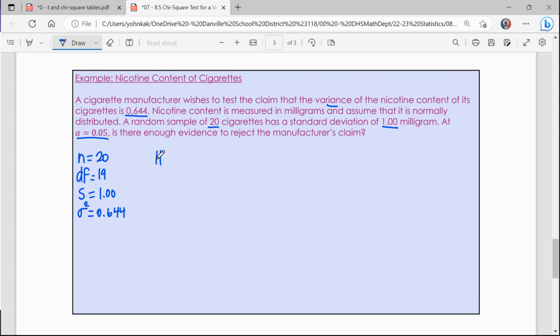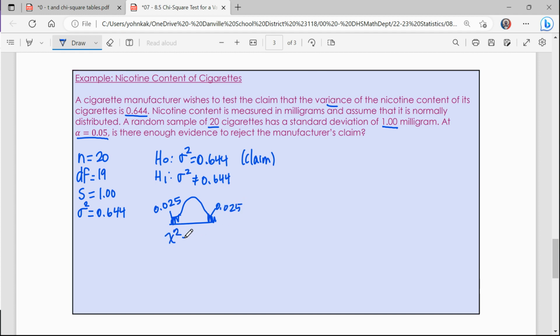So then we do our hypotheses, the null and alternative. My null hypothesis is that the variance sigma squared is equal to 0.644, and that is my claim. To reject it, I'm going to say that the variance is not equal to 0.644. When we draw our picture, we are shading two sides because it's not equal to. So we're going to take our alpha divided by 2, so each section is 0.025.